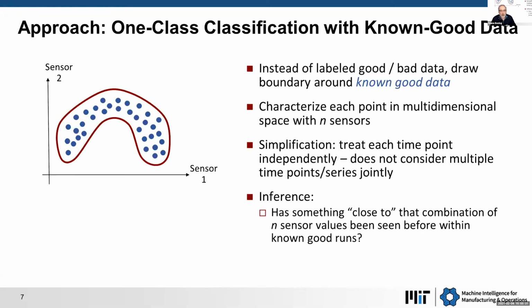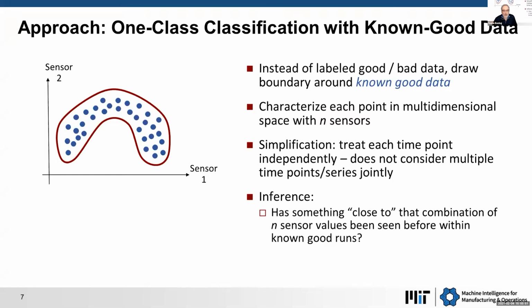So to get started with the first approach, we're essentially doing what's also sometimes referred to as one-class classification, where you only have known good data. And what you'd like to do is characterize each of the good operating points in our multi-dimensional space.